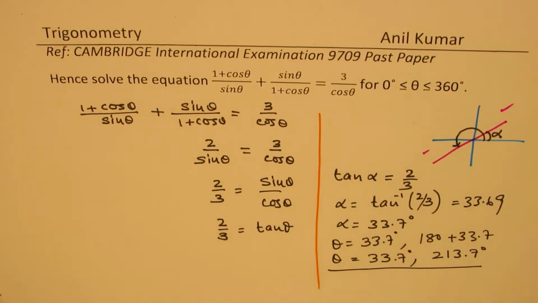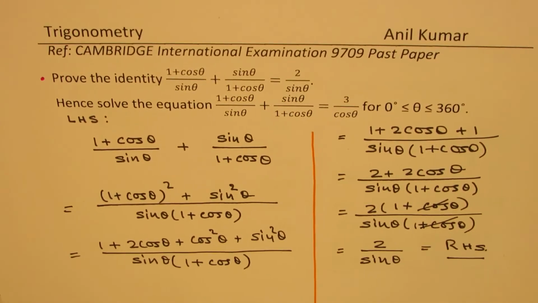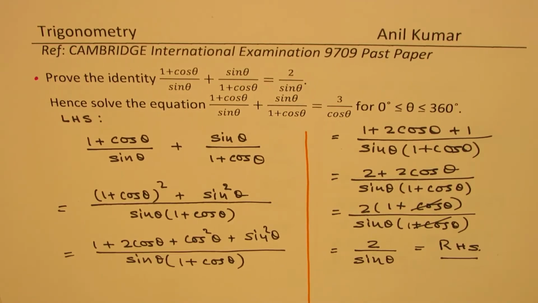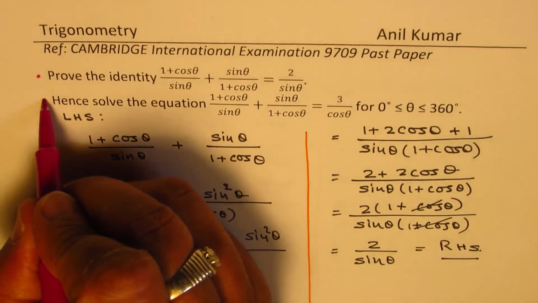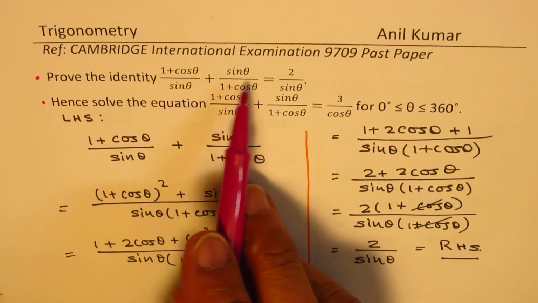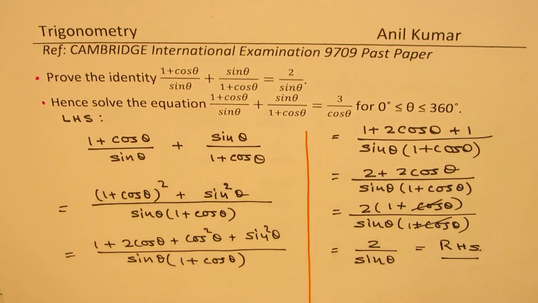So what you notice normally in such questions, especially from Cambridge International Examination, whenever they have two parts, they are always related, and you can always use what you have done in part A in part B to get your solution. So I hope that helps.